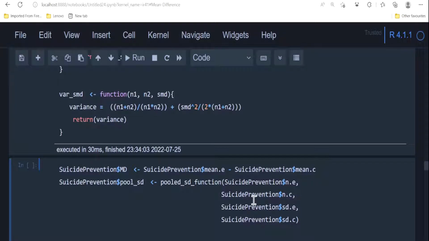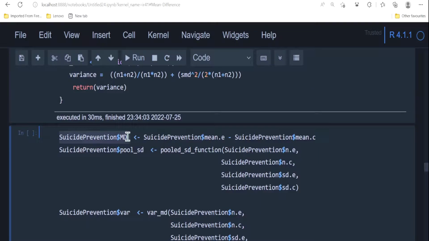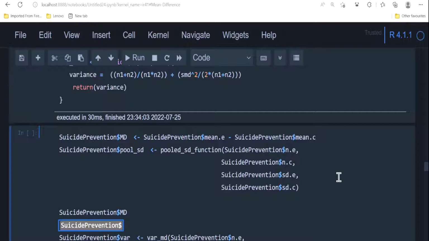Once I get the pooled standard deviation, I will calculate the variance. For the variance, what I need is N1, N2, and the standardized mean difference. But before that, I have to calculate the standardized mean difference. The way I calculate the standardized mean difference is I need to use this. Let me just, oh, okay, putting it in the wrong place. Let me remove this part of the equation because I put it in that line. So now let me calculate the standardized mean difference.